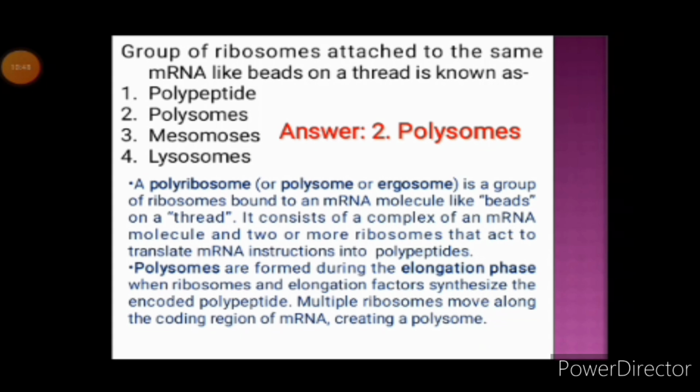to an mRNA molecule like beads on a thread. It consists of a complex of an mRNA molecule and two or more ribosomes that act to translate mRNA instructions into polypeptides. Polysomes are formed during the elongation phase, when ribosomes and the elongation factors synthesize the encoded polypeptide. Multiple ribosomes move along the coding region of mRNA, creating a polysome.